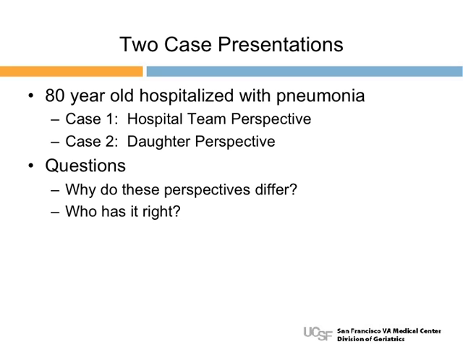So I'm going to start with 2 case presentations, but these are actually the same patient. I'm going to talk about an 80-year-old woman hospitalized with pneumonia. I will first present this from the perspective of how the medical intern might have presented the case to their team. And then I'll talk about how the daughter might have reflected on what happened. And a few questions to ponder. Why do these perspectives differ, and who has it right? It's a hint: usually when there's a clinician and patient perspective, one of them tends to be right.